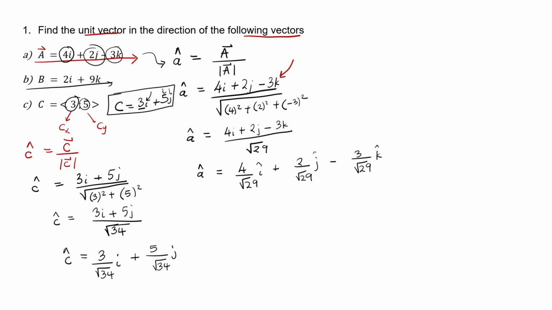So that's all about unit vectors. It is just a vector that tells you the direction of a certain other vector and it has a length of 1. If it is found on the x-axis, it is i. On the y-axis, it is j. On the z-axis, it is k.